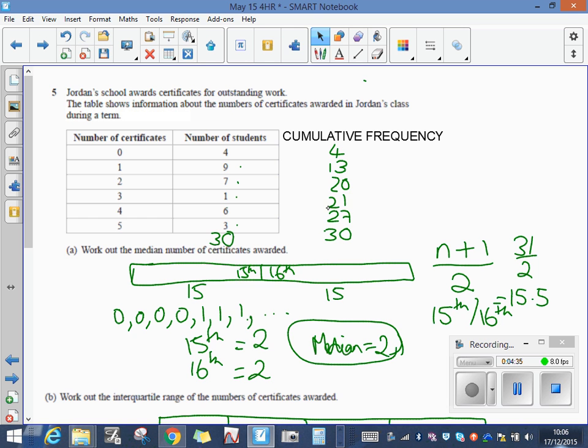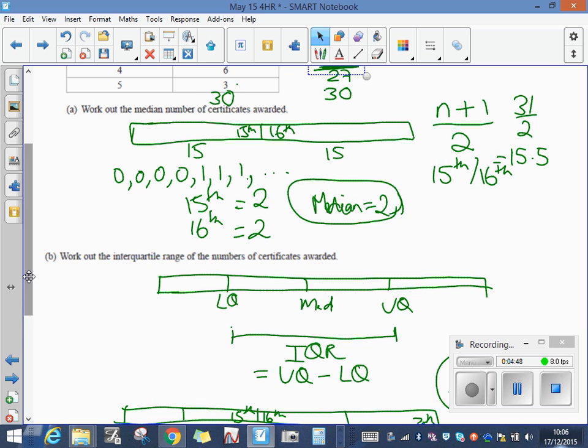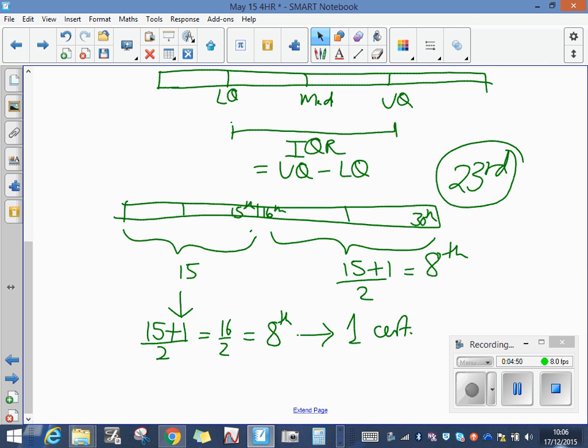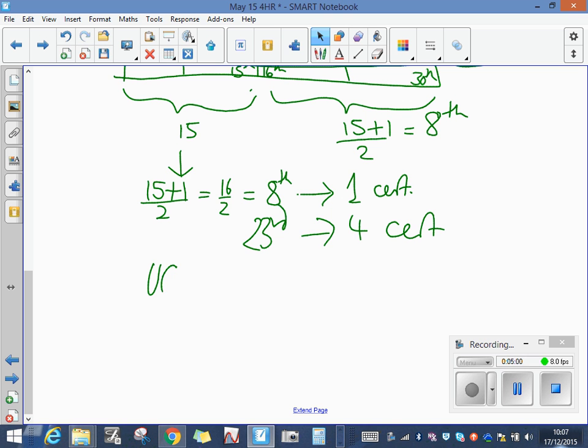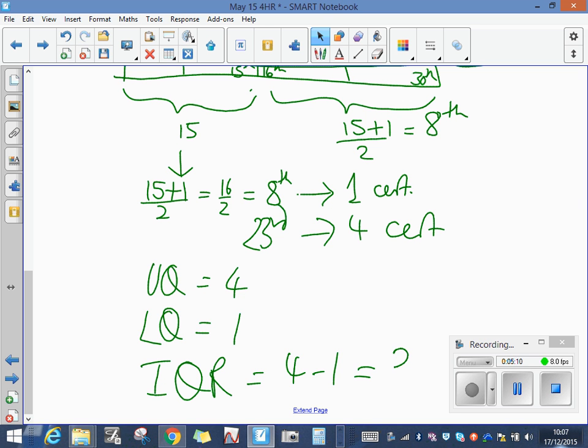We can see from here the 21st student got 3, but from the 22nd to the 27th, they all got 4 certificates. So the 23rd student got 4 certificates. So what we've got then is that the upper quartile is 4 certificates, the lower quartile is 1 certificate, and the interquartile range is going to be 4 take away 1, which is 3 certificates.